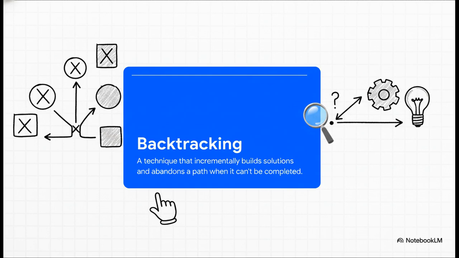So, here's the more formal definition. Backtracking is a technique where you build up your solution piece by piece, incrementally. But here's the really clever part. At every single step, the algorithm asks itself a question. Is it even possible for this path to lead to a solution? And if the answer is no, it doesn't waste another millisecond on it. It just abandons that path and goes back.